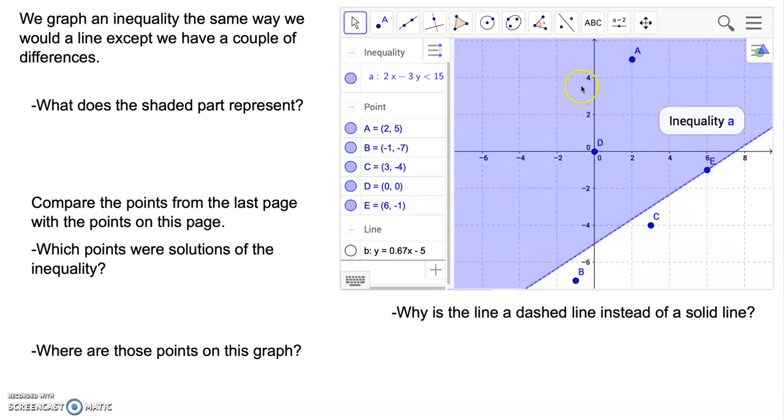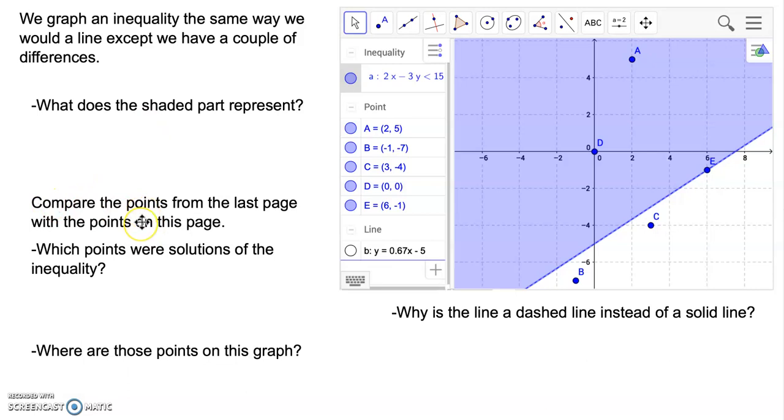So we have this shaded region that represents our solutions. That's the answer to this question here: what does the shaded part represent? The shaded part represents any possible point that could make that inequality true. We could test another point, like (-2, 2), and it would make the inequality true. But if we tested a point in the unshaded part, like (4, -6), that point would not make the inequality true. So therefore that point would not be a solution. So the shaded part represents all possible solutions to the inequality.